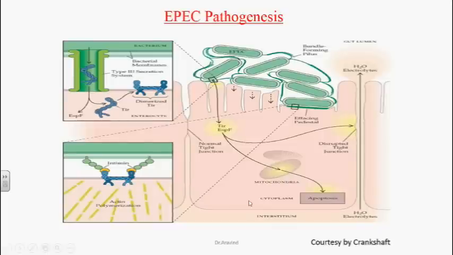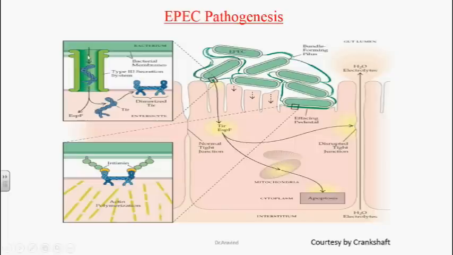So here is the diagrammatic representation of enteropathogenic E. coli. So this is the intestinal enterocyte, and these are the E. coli, enteropathogenic E. coli. First they come here, attach, and by type 3 secretion they inject these secretory proteins and Tir receptors, and these Tir receptors, here if you go to the right side, this is the type 3 secretory injection canal.